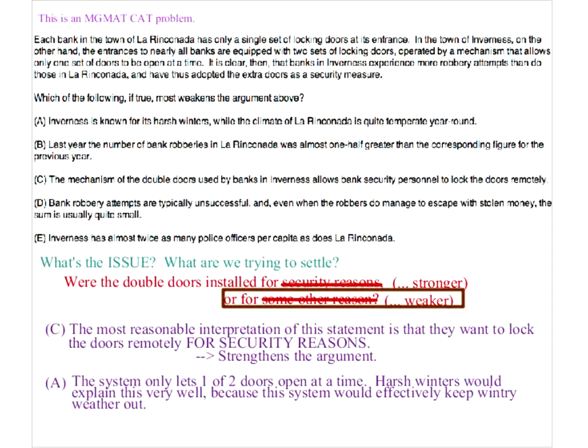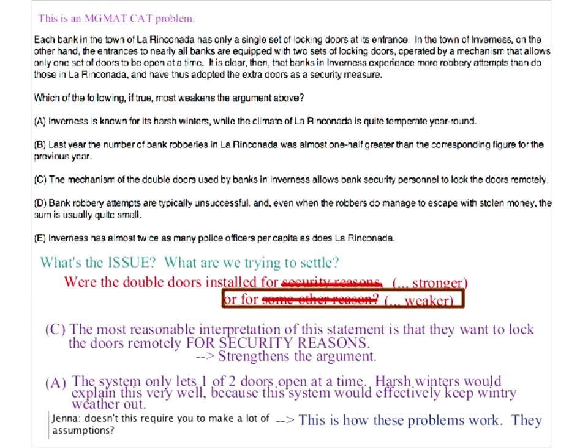You can refer to strengthen and weaken problems in any of your official materials. It doesn't require you to make a lot of assumptions, just one assumption, but this is how these problems work. One of the motivations behind these problems is that they test the ability to interpret situations according to real world assumptions.